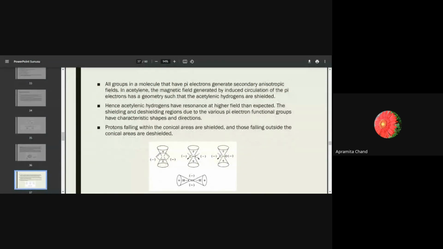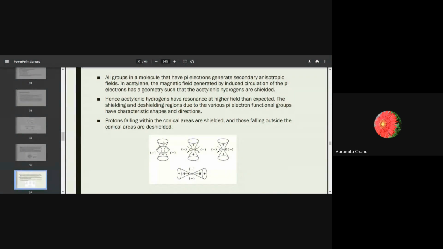Now what happens in acetylene? We are talking about anisotropy, that along with the axis, the shielding or the de-shielding is happening. So you can imagine the acetylene molecule like a plane, or like a cylinder. It can be linear along the x-axis, or it can be linear along the y-axis as well. Here in acetylene, the magnetic field is generated by the induced circulation of the pi electrons, and it is such a geometry that the acetylenic hydrogens will be shielded. So they will have resonance at higher field, at upfield.